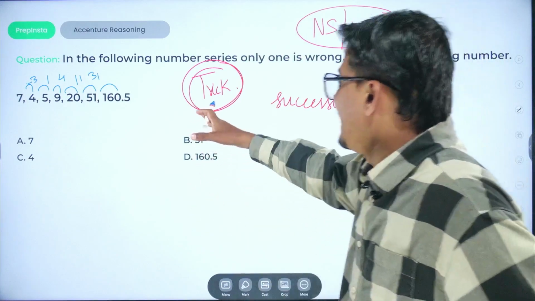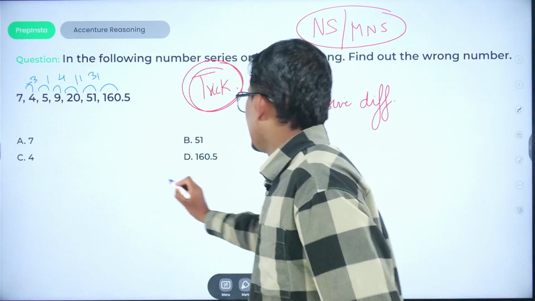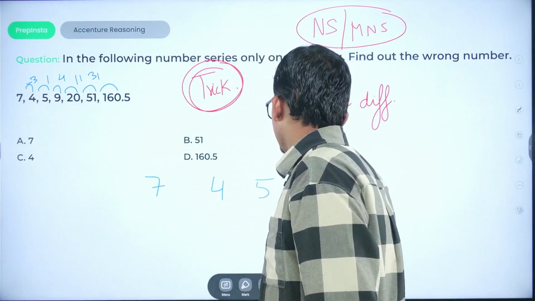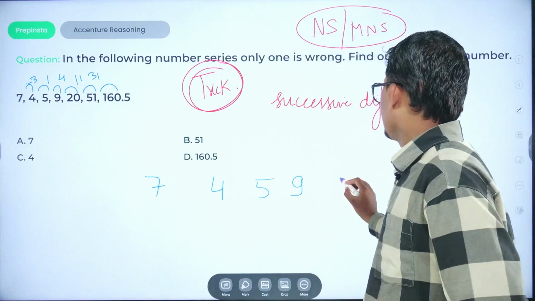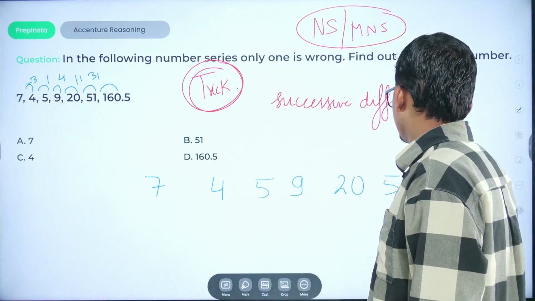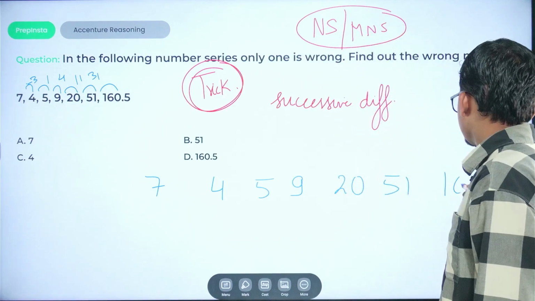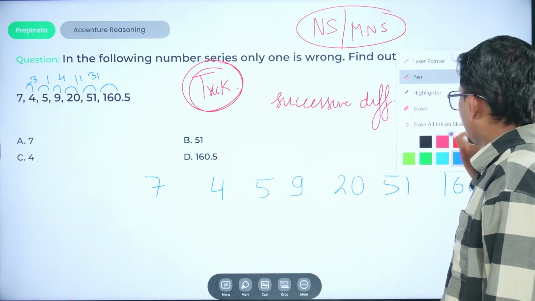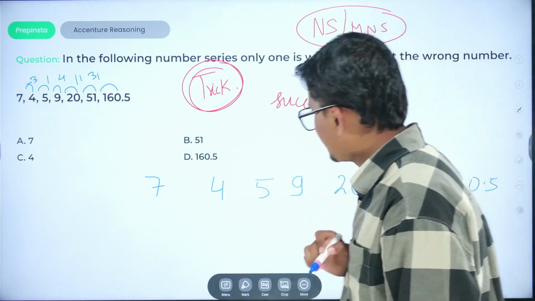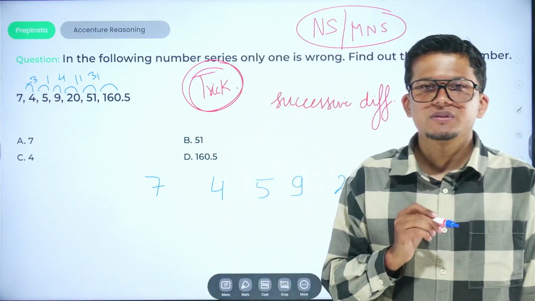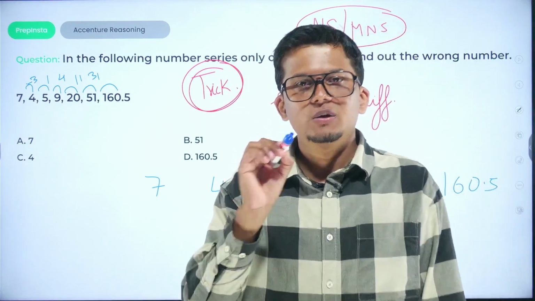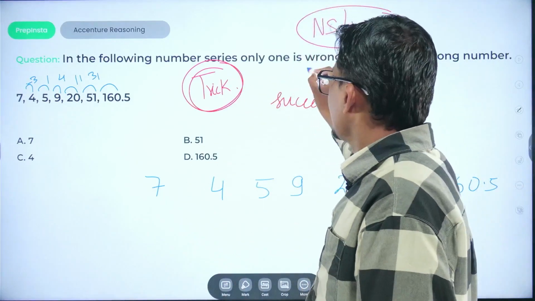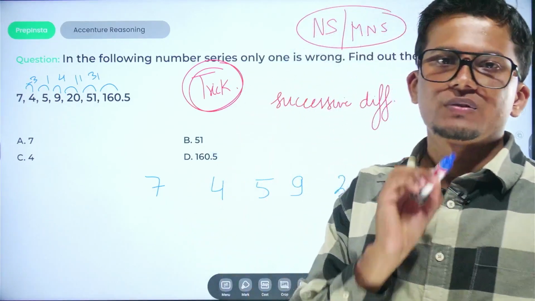So let us take the numbers as, suppose we have 7 here, 4 here, 5, the 9 was given, 20 was given, 51 was given, and the last number was 60.5. Now we have to deduce the logic. There are certain sort of patterns here. There are total 12 patterns around which any question of number series can be solved.